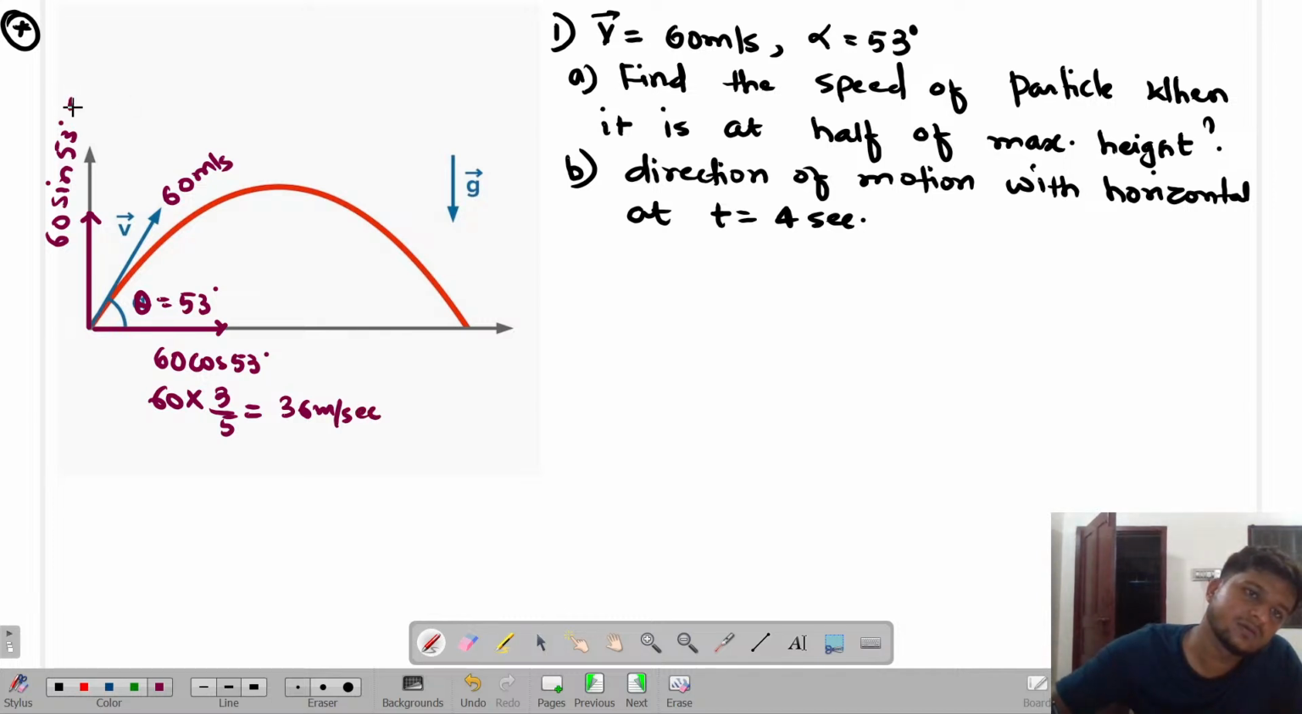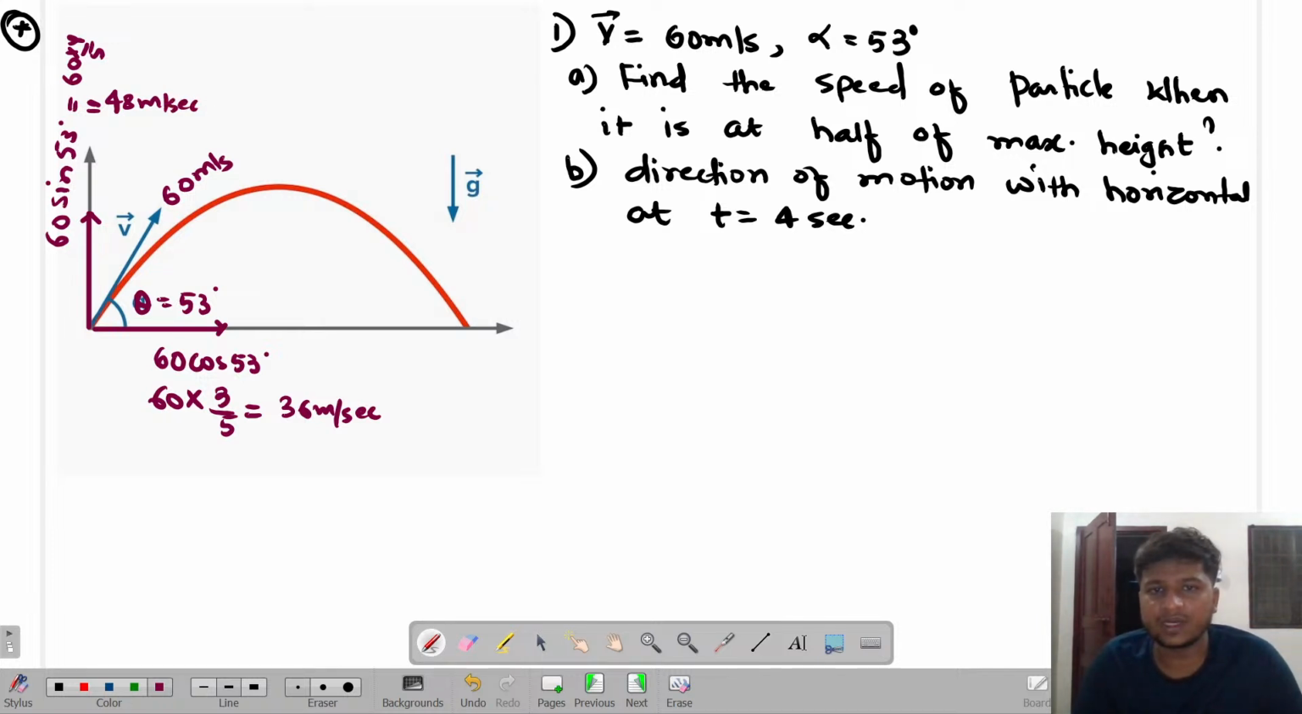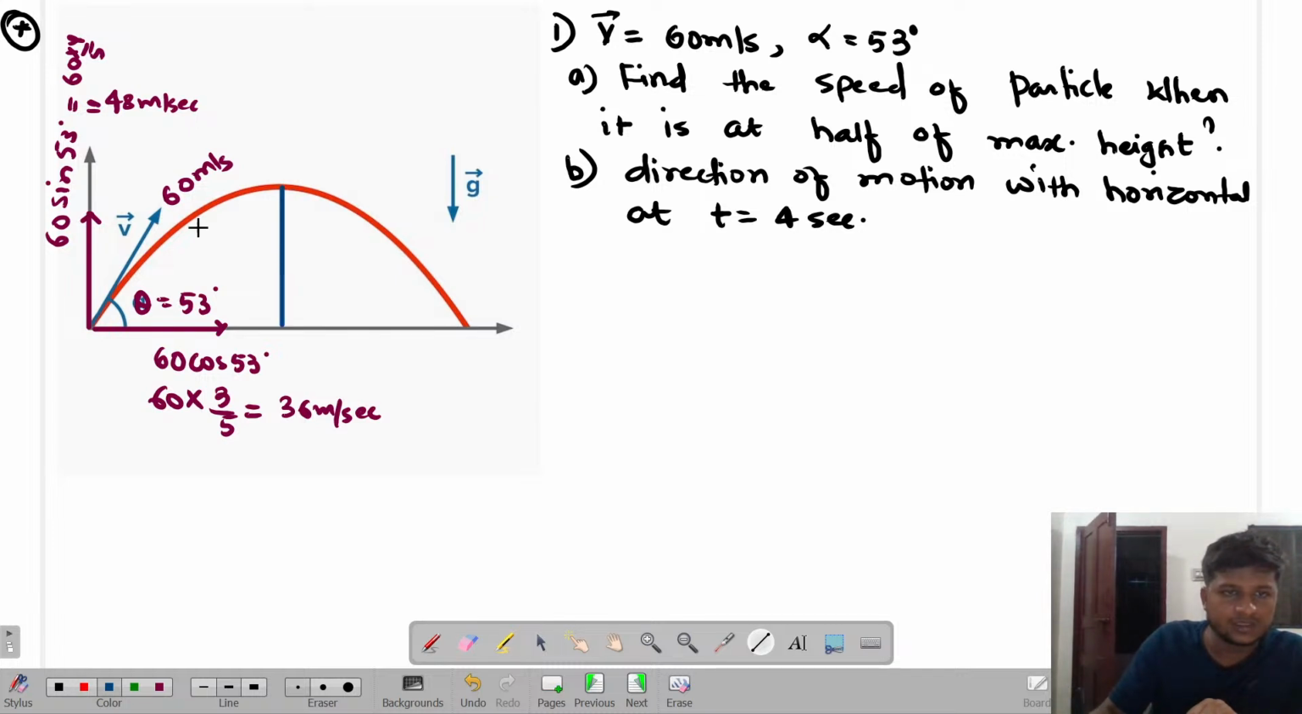और ये होगा 60 into 4 by 5. तो ये कितना हो गया? 48 मीटर पर सेकंड. वर्टिकल वाला आ गया 48 मीटर पर सेकंड, है ना? So the question is: find the speed of the particle when it is at half of the maximum height. Let's suppose this is the maximum height, then this is my half of the maximum height, or not. I want the speed. Horizontal velocity will remain the same, I need to find the vertical velocity, or not. Yes or no? I need to find Vy. The horizontal part will still be 36 meter per second.